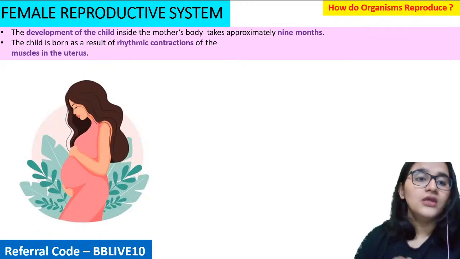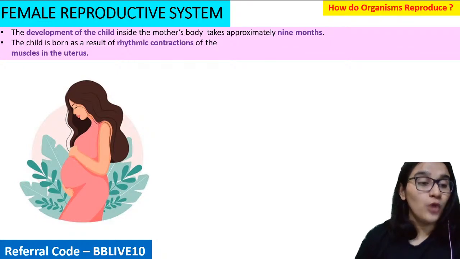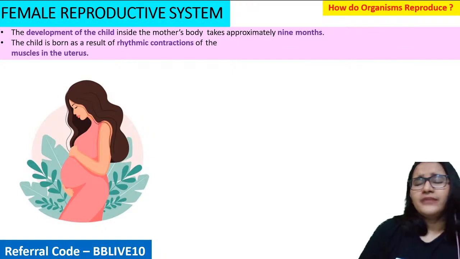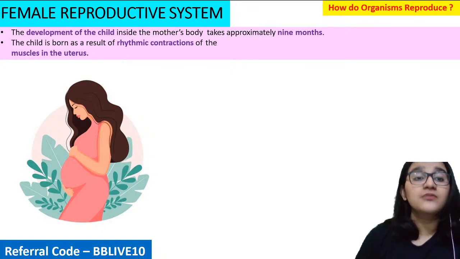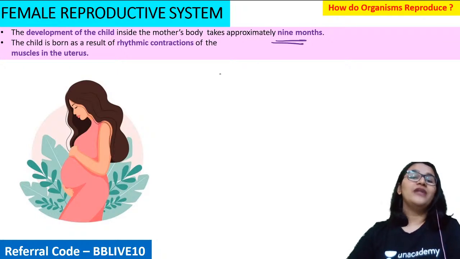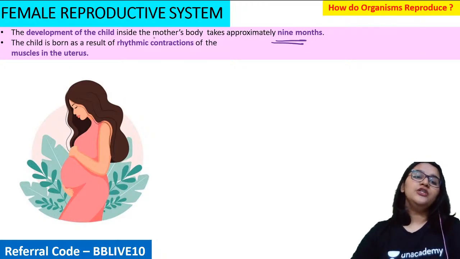Then, for how many months do we have a child inside the mother's body? For approximately 9 months. It might be even 8, it might be even 10, there might be premature deliveries, but on average a child remains inside the mother's womb for 9 months. And how is it born? Because it is inside the body, right? So how does it come out? It is a result of rhythmic contractions of the muscles in the uterus.